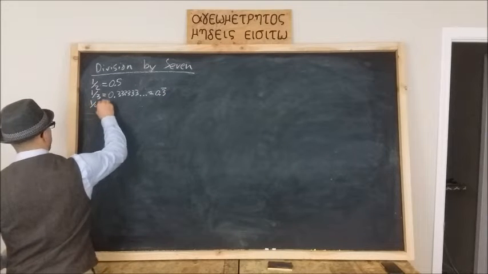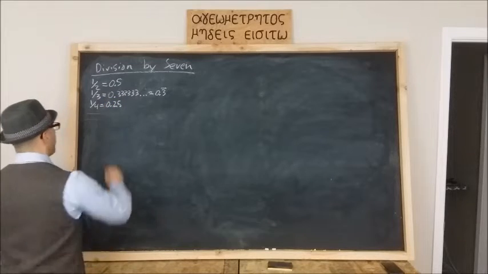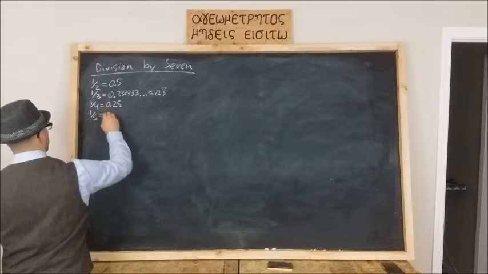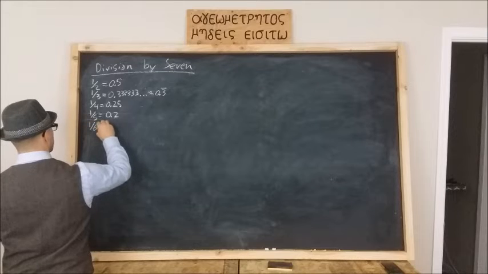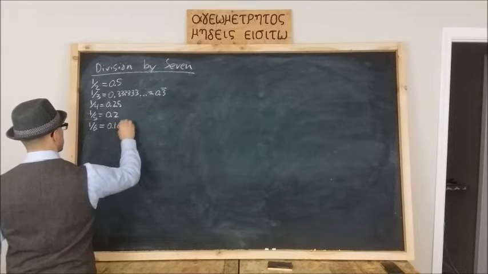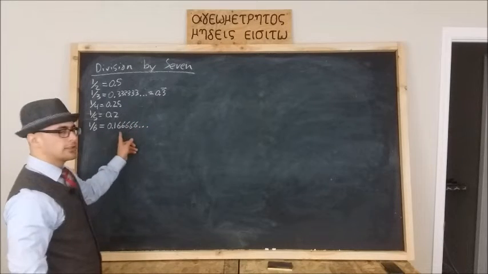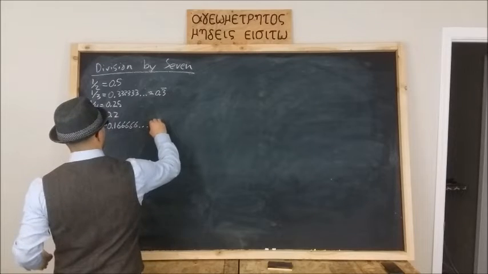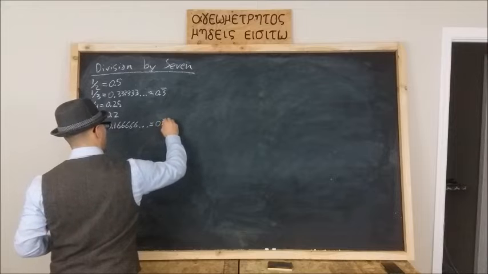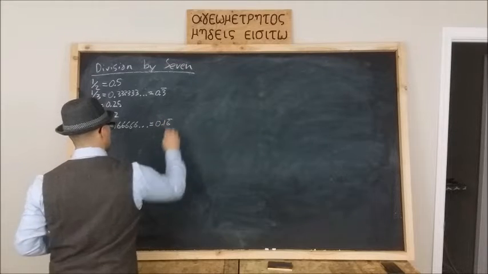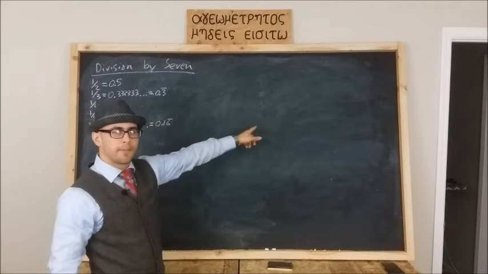1 over 4 is a fraction. The decimal representation is 0.25. 1 over 5 is a fraction. 0.2 is the decimal. 1 over 6 is a fraction, 0.16666... Again, the ellipses indicate that the 6's continue. In bar notation, I will put a bar over just the 6. So 1 and then 6 repeating forever.